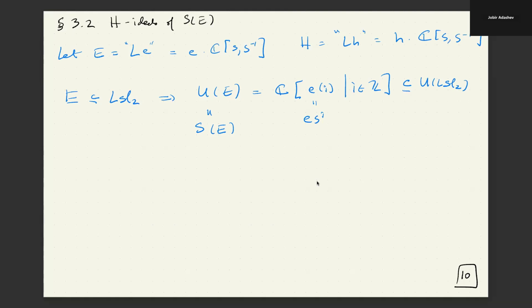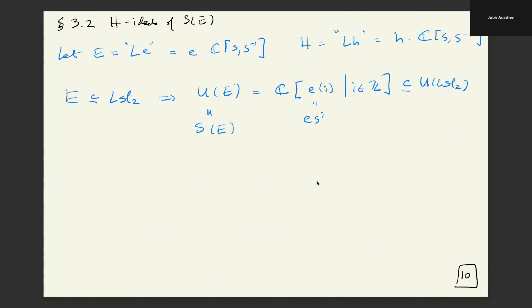Therefore, the enveloping algebra of this capital E sits inside the enveloping algebra of the loop algebra. But I just said that E is an abelian Lie algebra. So the enveloping algebra of capital E is actually the same thing as the symmetric algebra on capital E. In other words, it's a giant polynomial ring in infinitely many variables.